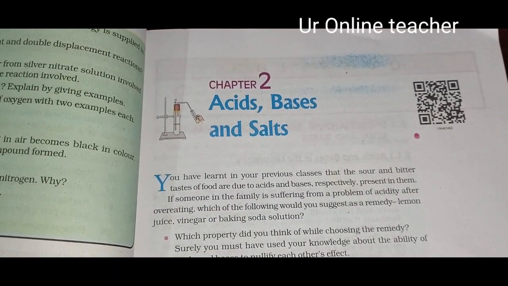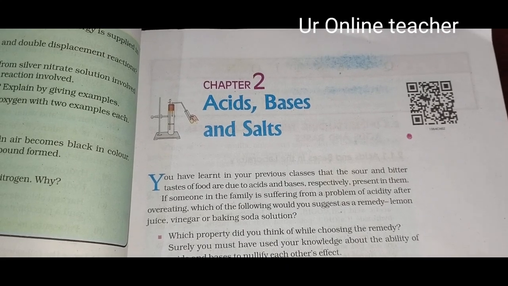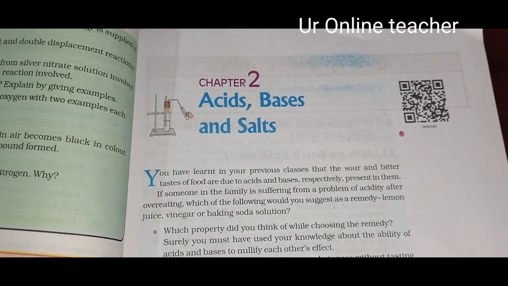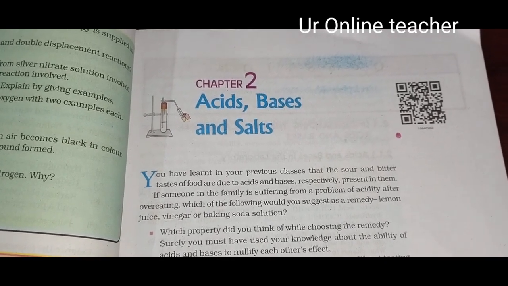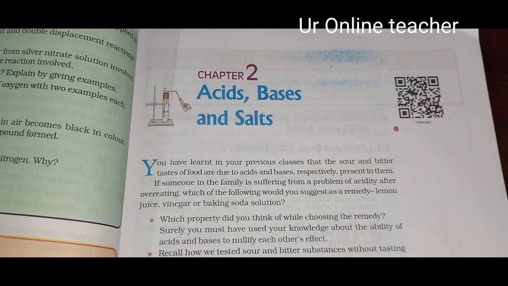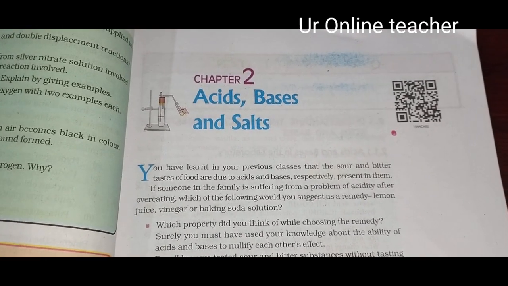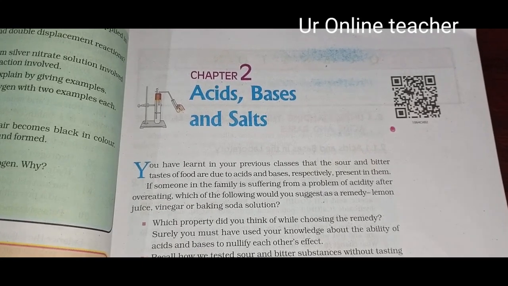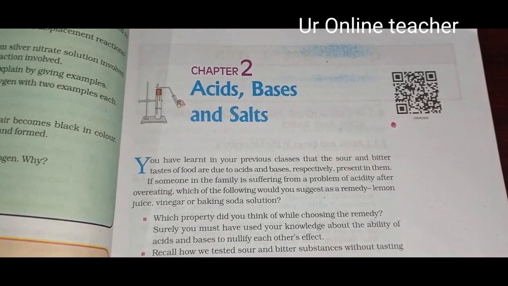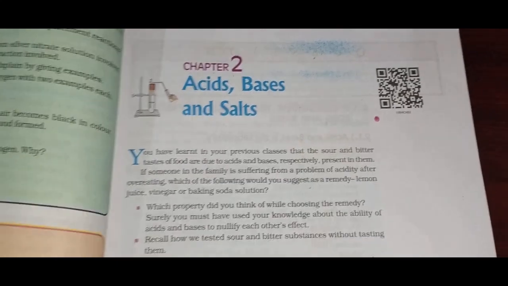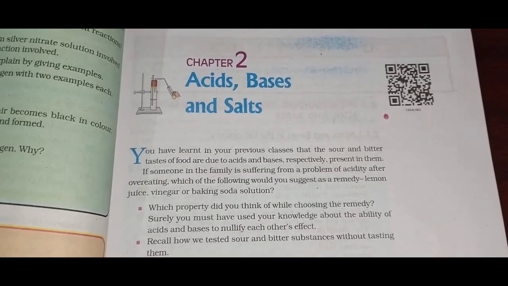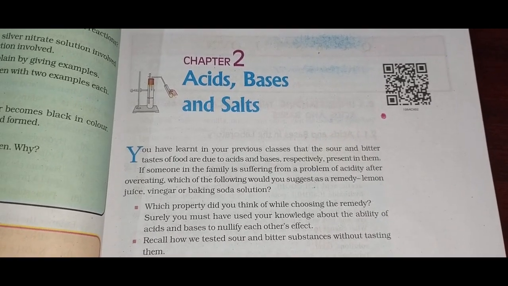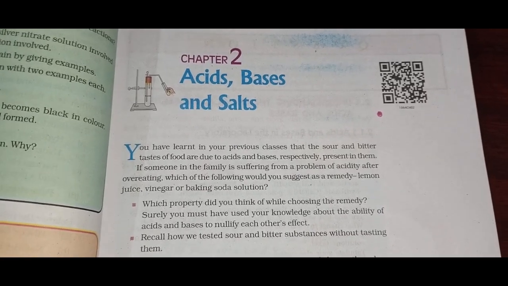The next chapter in our chemistry is acids, bases and salts. You have learnt in your previous classes that sour and bitter tastes of food are due to acids and bases. Acids have a sour taste and bases have a bitter taste. If someone in the family is suffering from acidity after overeating, we will suggest lemon juice or vinegar or baking soda.